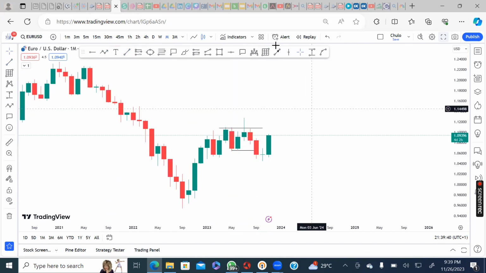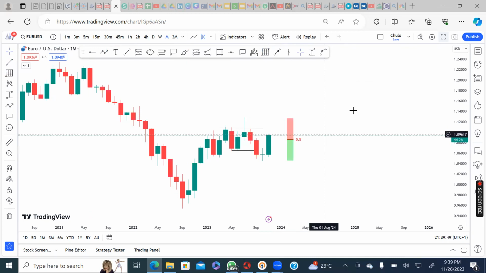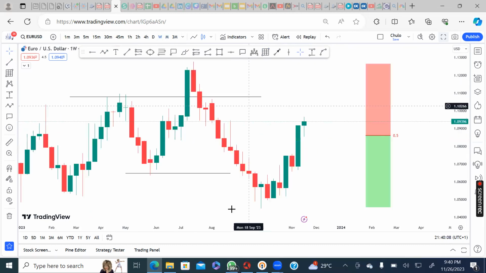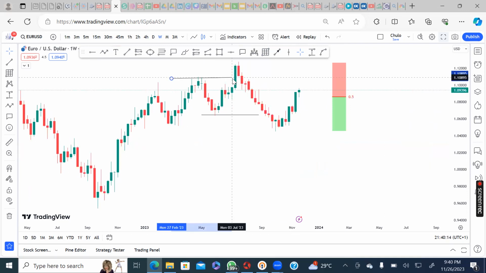So using our monthly PDRA, let's see. Now the monthly is clearly showing us that price is already in our premium level, and whenever price gets to the premium level, we should expect a drop from the premium level. So moving down to the weekly, we can see the stop points here, and we can see the break of structure here.